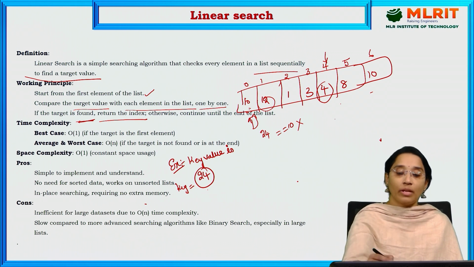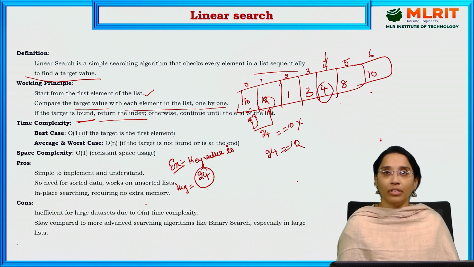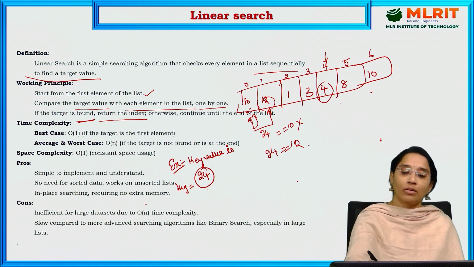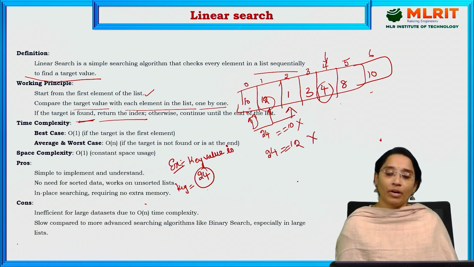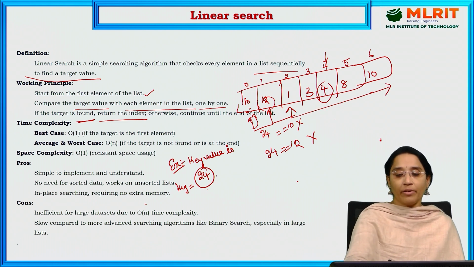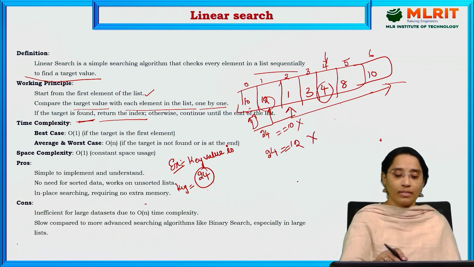Next, it moves to the next position. 24 is compared with 12 in the array. I have the key value 24 and I compare it with the value 12, which is not the same. Again we move to the next position. Like that it goes to the end of the list. 24 is not there in the list. So what will it return? It will return that the element is not found in the list.